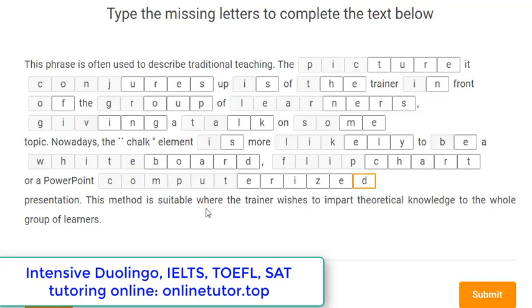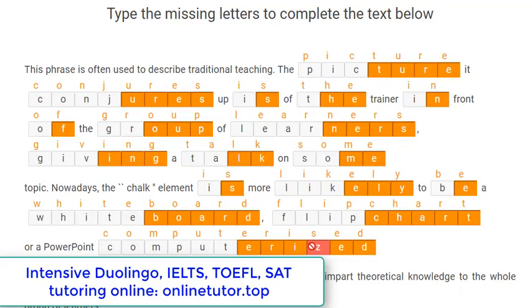Computerized presentation. This method is suitable where the trainer wishes to impart theoretical knowledge to the whole group of learners. Okay, let's click to submit. Yeah, you see, as I have told you, they are not happy with my Z. And it's their business. Yeah, computerized. Everything else is fine. You see, which are the most challenging combinations from this text? I'm sure, conjure up. If you know it, good. If you don't know it, please remember it. Conjure up means to make, to produce, to come up with something. It can relate both to your mind and to your hand. So we can conjure up something mentally or manually.